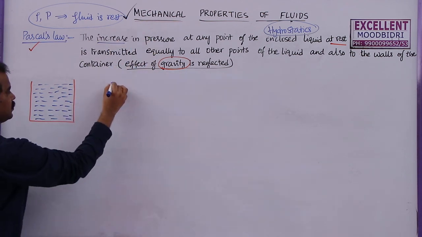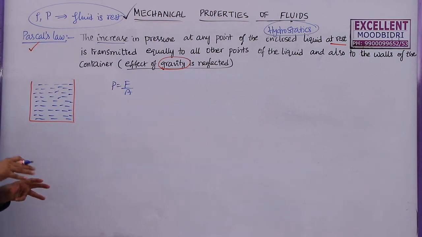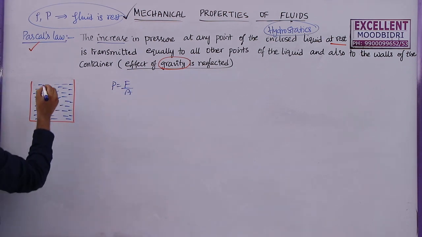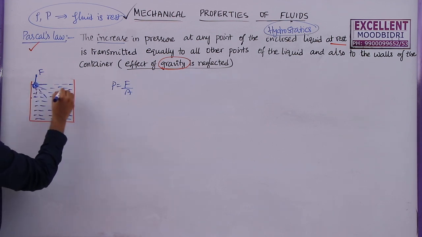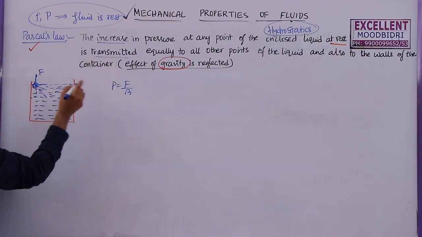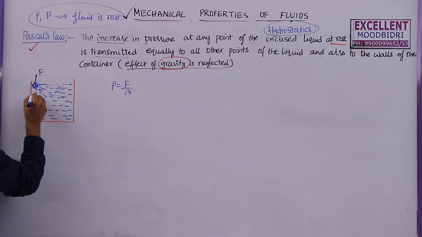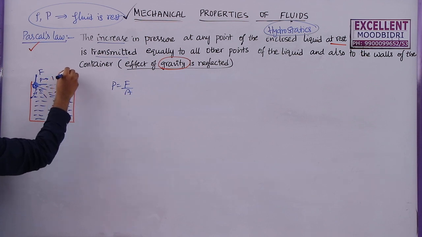to increase the pressure we have this formula, force by area. So I need to apply some force per unit area. Now if I apply some pressure perpendicular to the surface of the liquid, the pressure will increase. This pressure will transmit in all directions to all parts of this liquid. Let us say the pressure increased by 1 Newton per meter square.